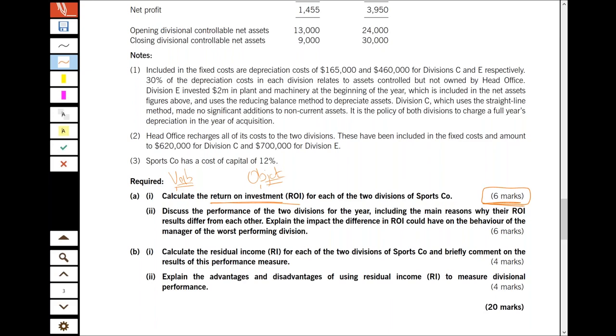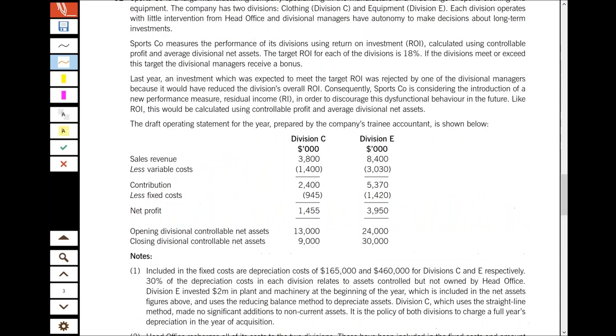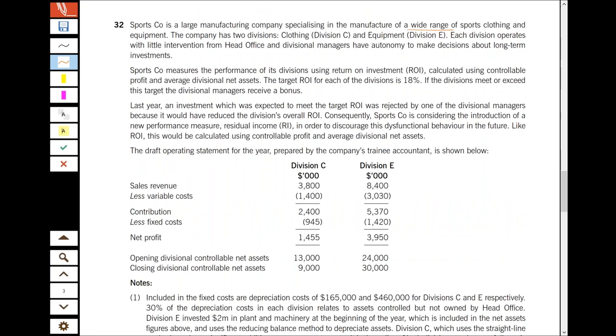Sports company is a large manufacturing company specializing in the manufacture of a wide range of sports clothing and equipment. The company has two divisions, a clothing division that makes clothes and an equipment division that deals with equipment. Each division operates with little intervention from head office, and divisional managers have autonomy, which means they have the right to make decisions about long-term investments.